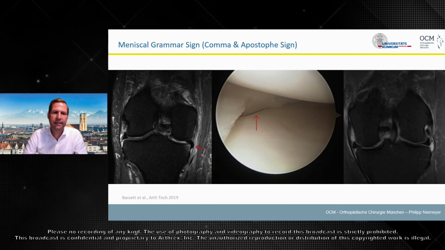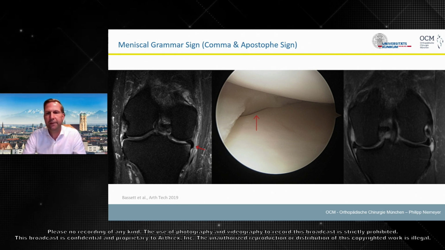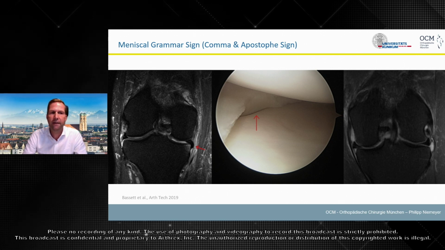One type of these degenerative lesions in which I personally feel definitely comfortable recommending partial meniscectomy are these flap tears. This meniscal grammar sign is described on the MRI, as you can see here on the left image.